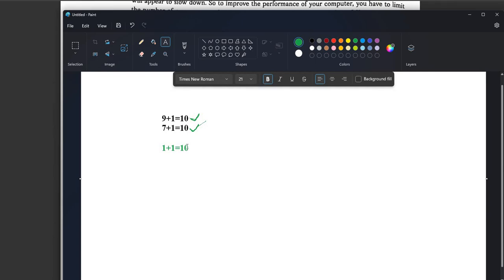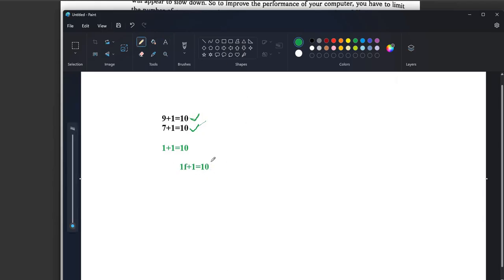So how is this possible? How is 9 plus 1 equal to 10, 7 plus 1 also equal to 10, 1 plus 1 also equal to 10, or we can write 1F plus 1 is equal to 10? Is it so? 1 plus 1 equal to 10. 7 plus 1 equal to 10. 9 plus 1 equal to 10. 1F plus 1 equal to 10. And all of these are correct. So how is this possible?